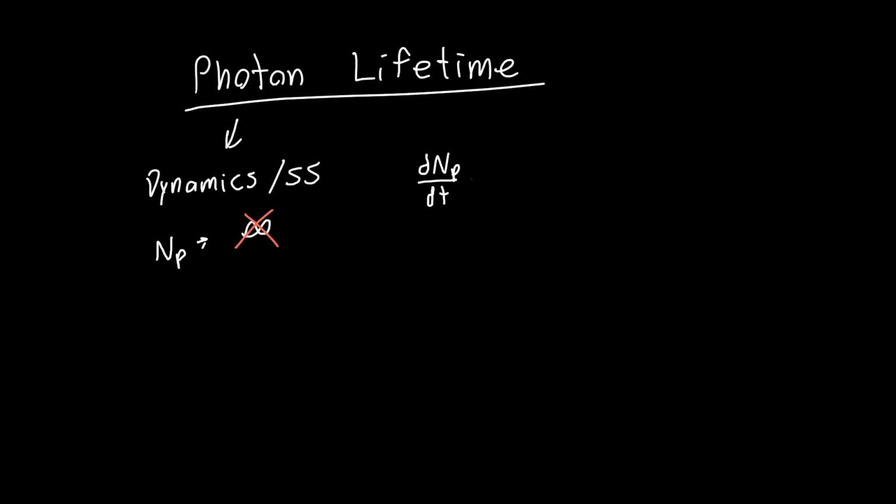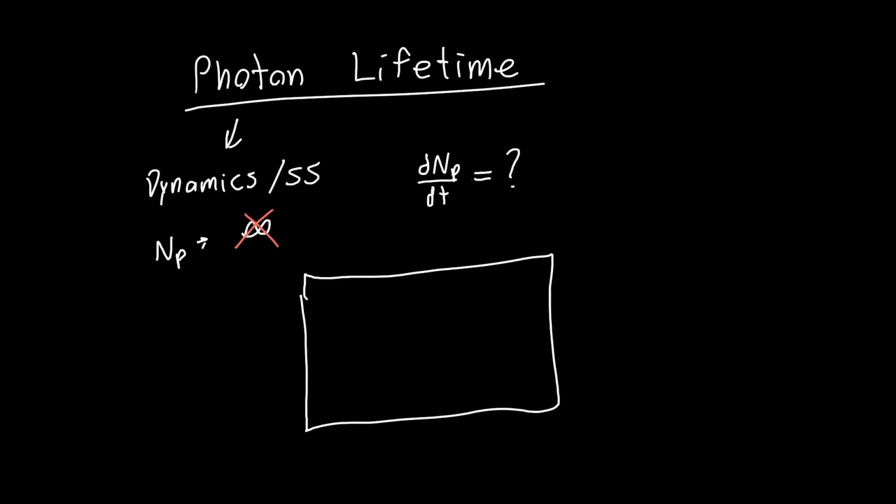We're trying to figure out what is the rate of change of photons inside some cavity per unit time. So some cavity with some gain, some refractive index. And the photon lifetime is something that basically describes the leakage rate. So how many photons are able to escape this cavity per unit time. And that's what we're going to figure out in this video.